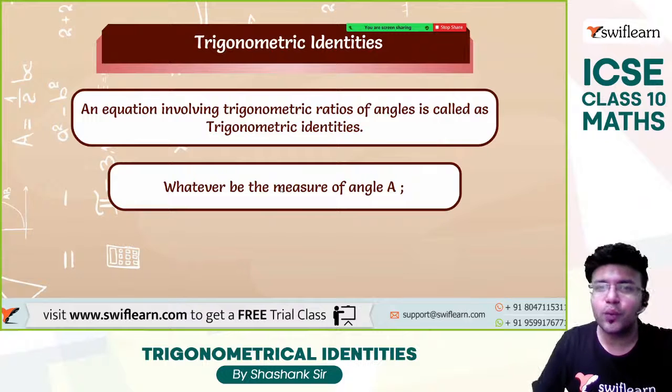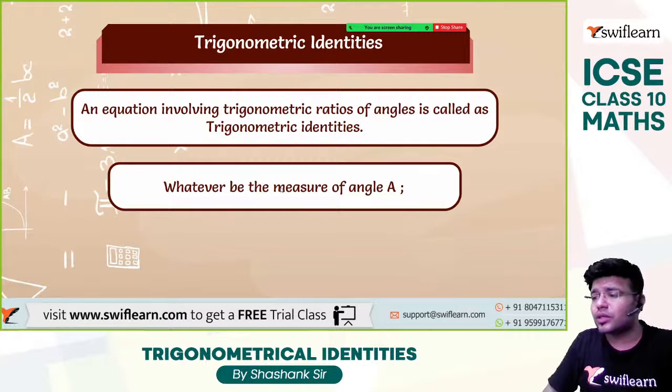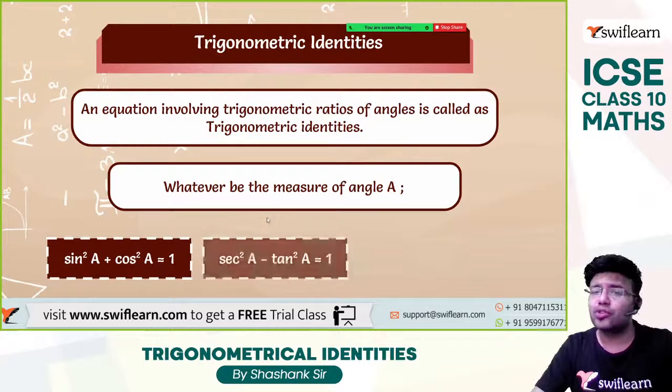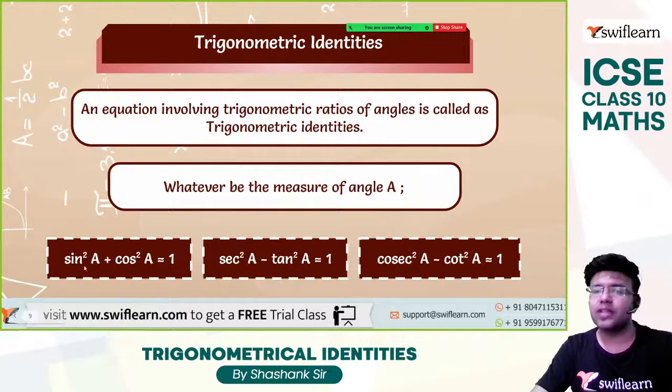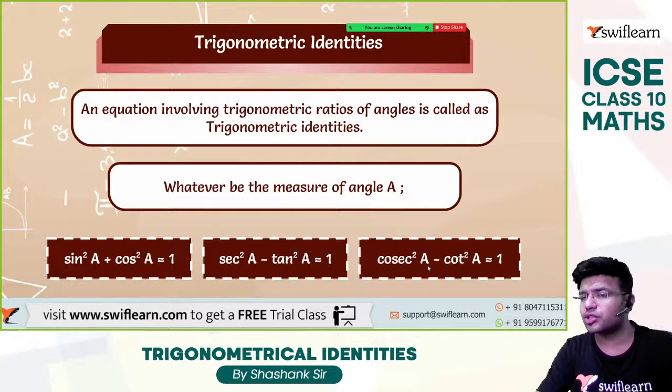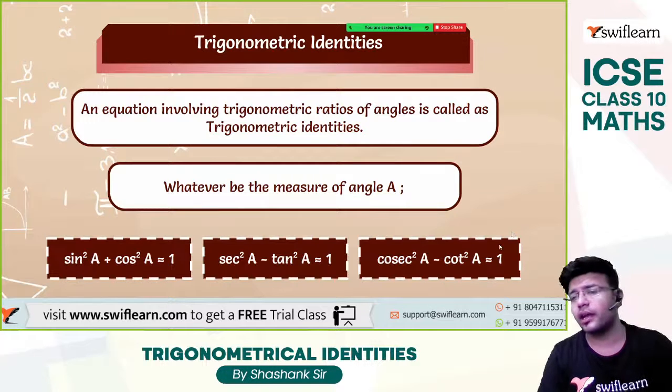Okay, so let's continue with the topic trigonometric identities. What are trigonometric identities? An equation involving trigonometric ratios of angles is called a trigonometric identity. Whatever be the measure of angle A, these three equations will hold good for all angles. Sine square A plus cos square A is equal to 1. Sec square A minus tan square A is equal to 1. Cosec square A minus cot square A is equal to 1. All three trigonometric identities hold good for any value of A.